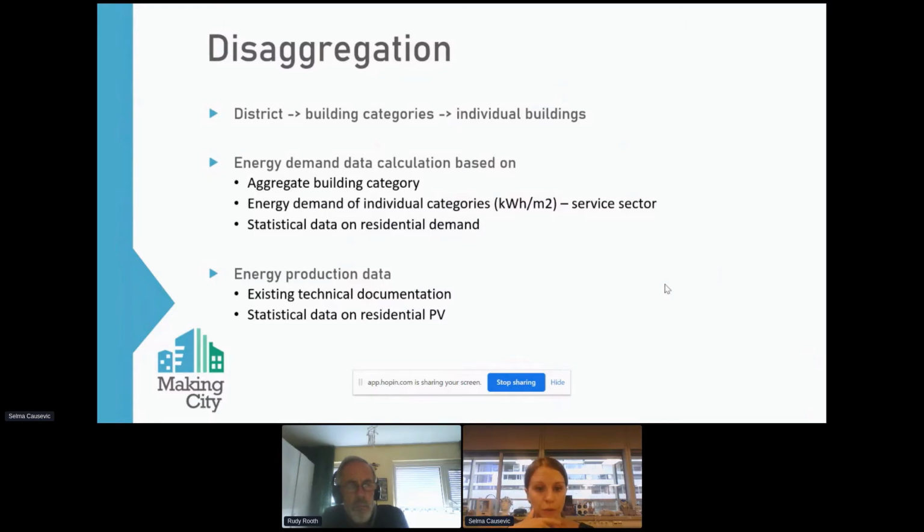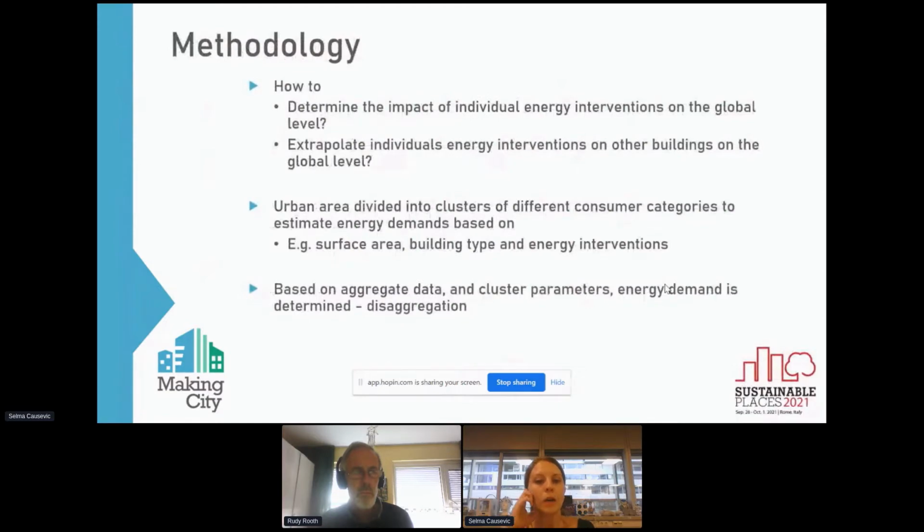As for the production data, it was mainly modeled using existing technical documentation and also statistical data on residential PV, but this is specific to the PV. So that's how disaggregation was performed and load was estimated. However, what we were interested in is how we could take this step further, or how we could go from the disaggregated, individual building level data to the district level and see the effect of interventions on the district level.